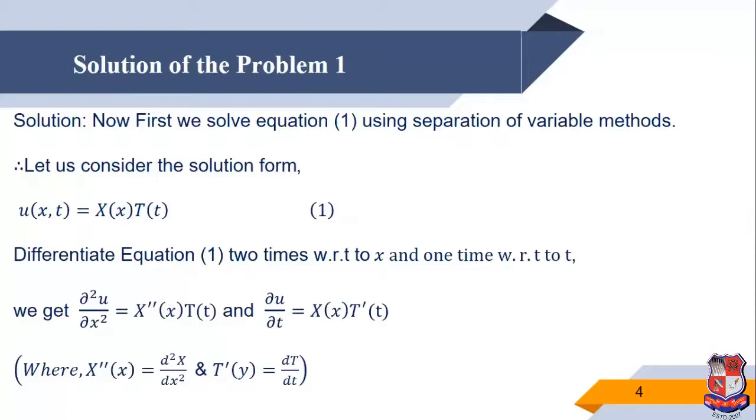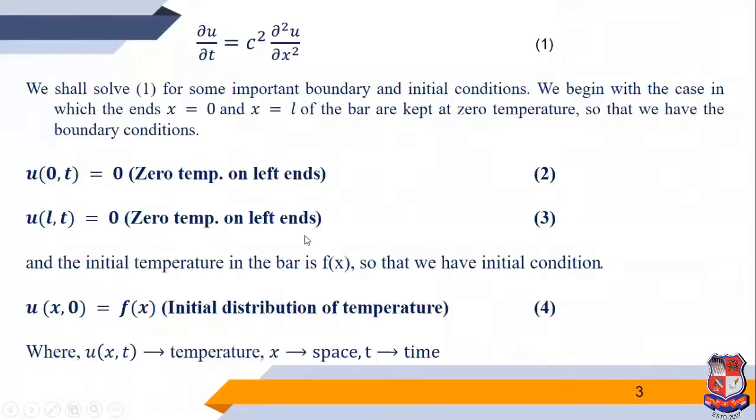Now differentiate equation 1 two times with respect to x and one time with respect to t, because here the equation is del u by del t. So we find del u by del t, and we find del square u by del x square.